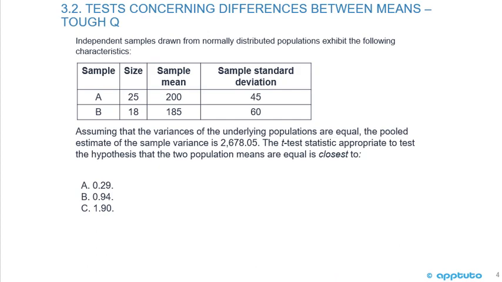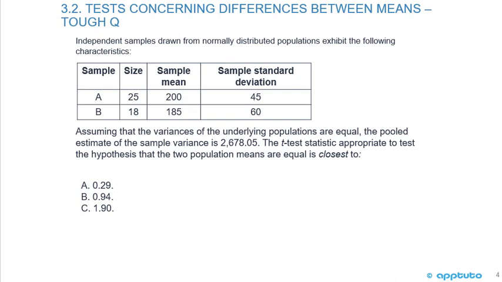So we're going to finish this LOS by looking at a practice question. And as I said, on the CFA continuum of things, this is probably a little bit of a tougher question. You need to be up to speed on the formula 100% and to quickly look at the data that's given to you and to be able to do a couple of quick calculations and come up with the right answer. So here we're looking at independent samples drawn from normally distributed populations exhibit the following characteristics.